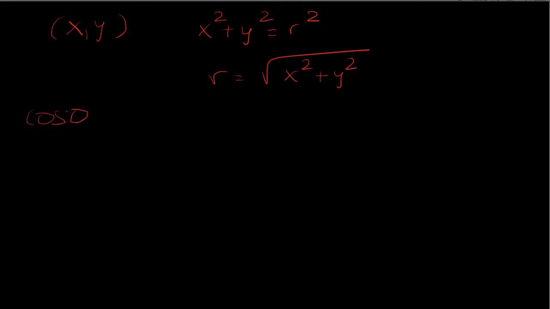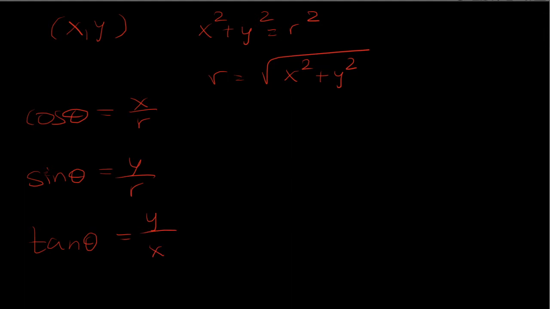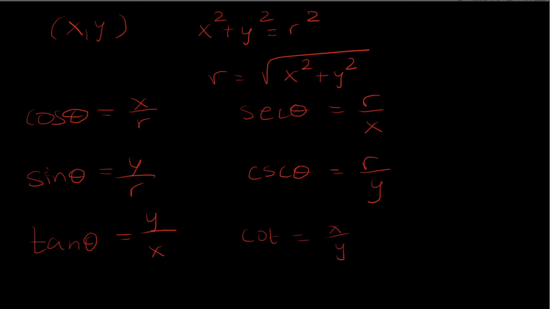Now cosine will be x over r. Sine is y over r. Tangent is y over x. Secant is r over x. Cosecant is r over y. Cotangent is x over y. Okay. So if we memorize these formulas, then it's very easy to find out the 6 trigonometric functions.